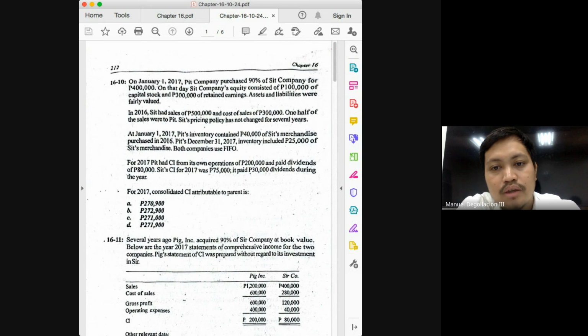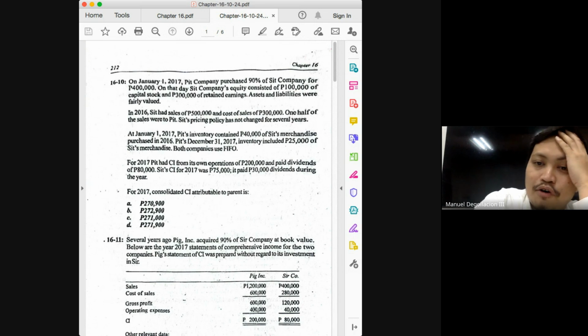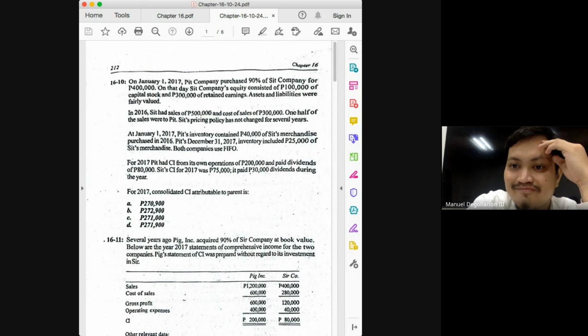So, where's the beginning inventory of the parent? At January 1, parent's inventory contained 40,000 of subsidiary's merchandise purchased in 2016. Okay, so we have inventory 40,000. What do we do with the markup on the beginning, class? Add or deduct? Add. So do we add the 40,000? No, because the 40,000 is not the markup. The 40,000 is the value of the inventory that came from the subsidiary.